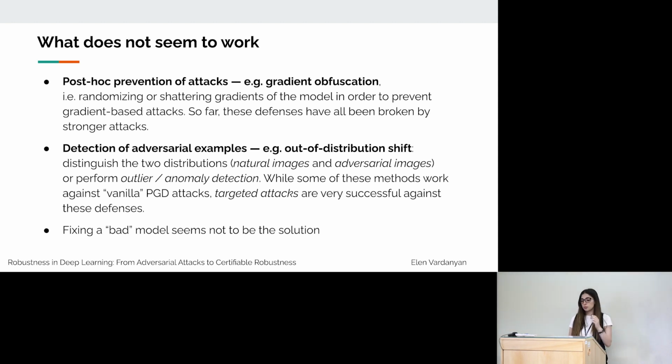So we want to distinguish between these two distributions, right? The real, natural images, and then the adversarial ones. So, sort of performing outlier or anomaly detection. And while, again, some of these methods work against the simplest vanilla projected gradient descent attacks, targeted attacks are actually very successful against these types of defenses. And one note is that generally fixing a badly performing model also does not seem to be the solution to this robustness.